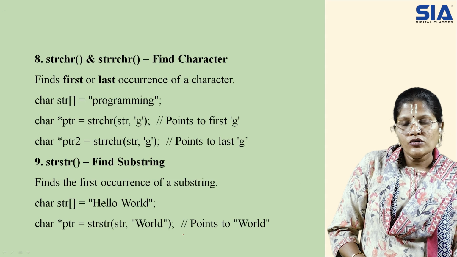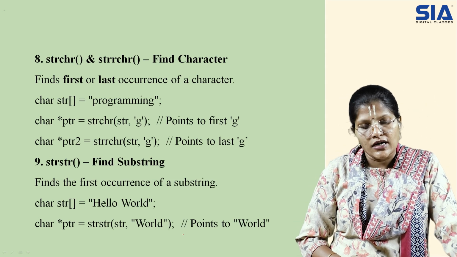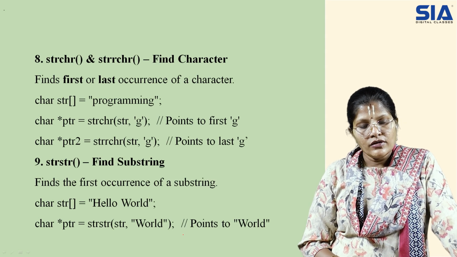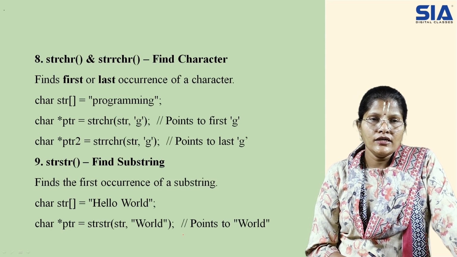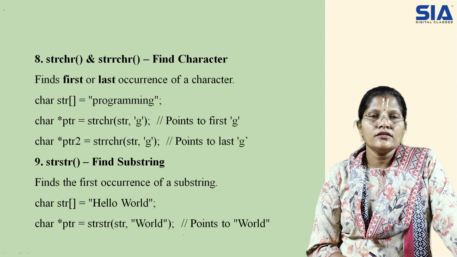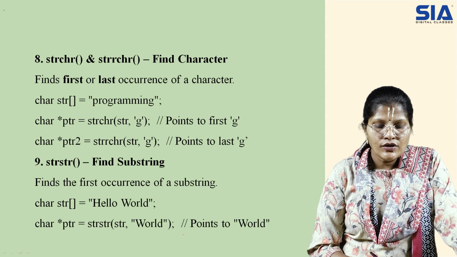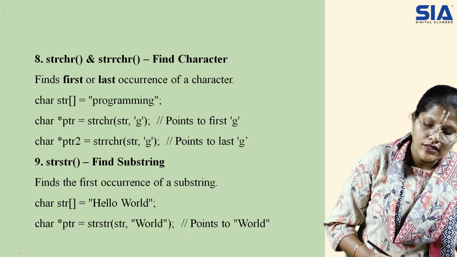Now when you talk about the string functions strchr and strrchr, we are finding the occurrence of the first and the last. Here you are checking the occurrences of a character, that is, it can take either the first or the last. So whenever you want to take the first or last occurrence, when you want the first, you are checking with strchr.